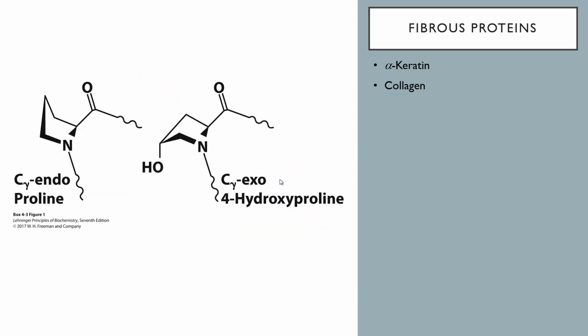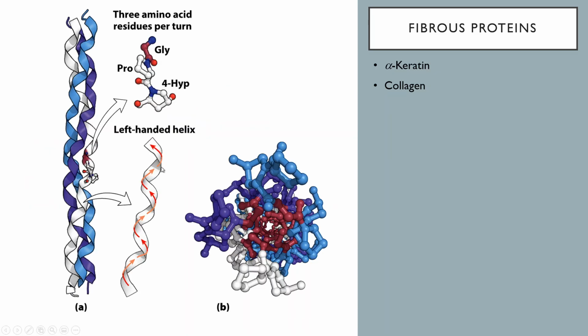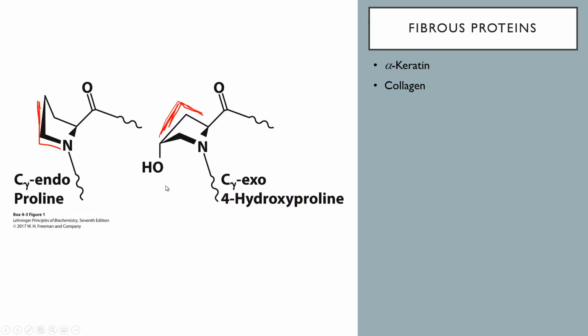So these hydroxyprolines are just modified versions of regular proline. And it turns out that the addition of the hydroxy group to the proline converts it from this configuration, what we call endoproline, where the whole thing is kind of pointed up like this, and into what's called exohydroxyproline. And this shape is what allows or helps the left-handed helix form.